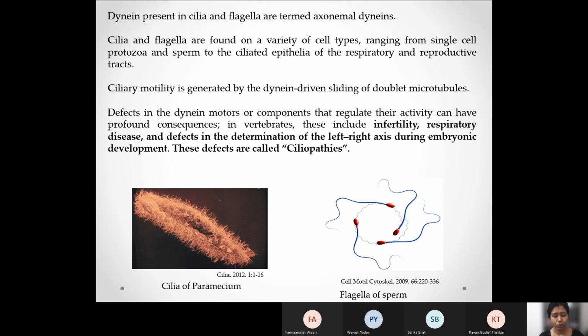So if you have a motor protein that is required for the motion of these appendages, and if there is a problem with the motor protein, then definitely there would be a problem in moving these appendages. A problem in movement of appendages might mean problems in movement of the sperm, or it might mean problems in the air passage, because our airway epithelium is lined by these appendages that move, that beat. So if there is a problem in dynein, then that beating motion would be affected.